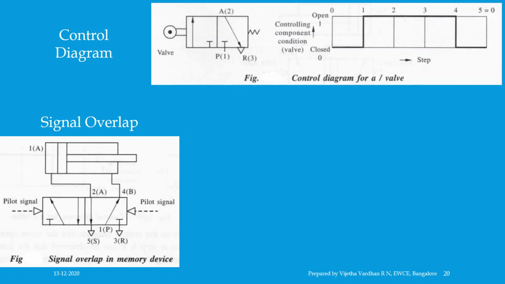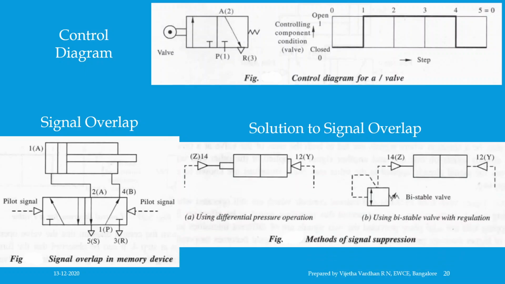Now, how signal suppression takes place, we will understand. In signal suppression, the signal which is still applied is overridden by a stronger signal. The figure shows the circuit diagram for signal suppression, which contains a directional control valve with a differential pressure operation, or a bistable valve with a regulator on one of the control sides. Here, signal 12 is overridden by signal 14, which you can observe. In terms of functions, both methods are equally good.